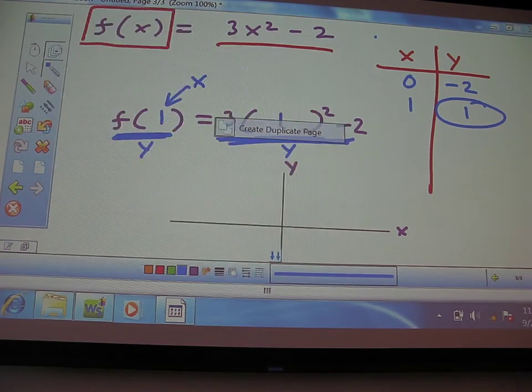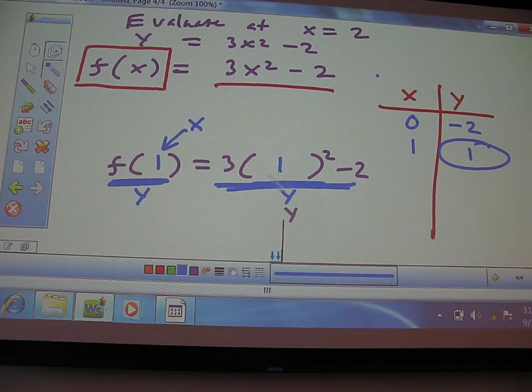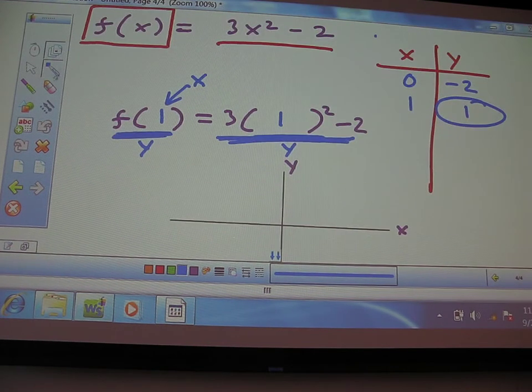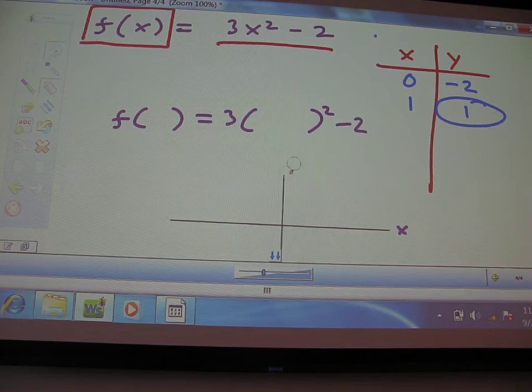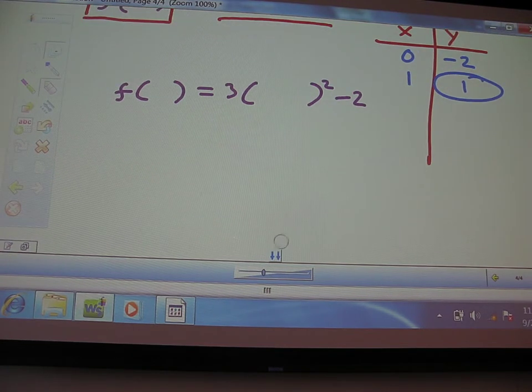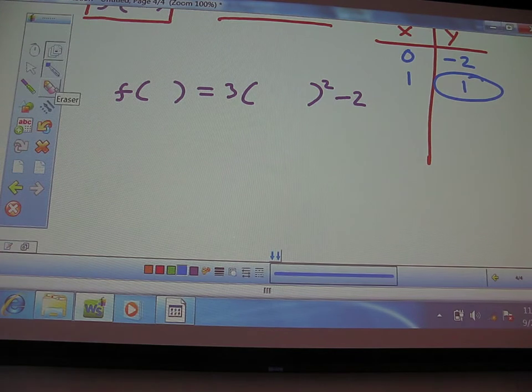What if I create a duplicate page. Okay, cool. So let's try another one. So I'm going to erase these. And let's try, so someone give me another number. 3, great. Well, I might go 2 because 2 would be easier, but 3 totally works. So I'll put 3 in there.